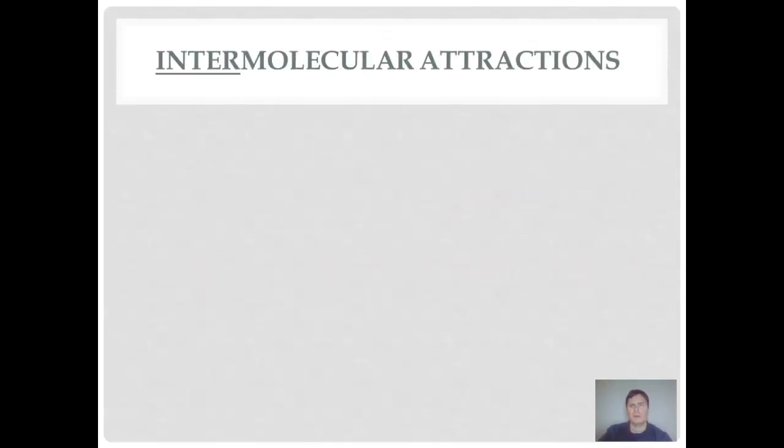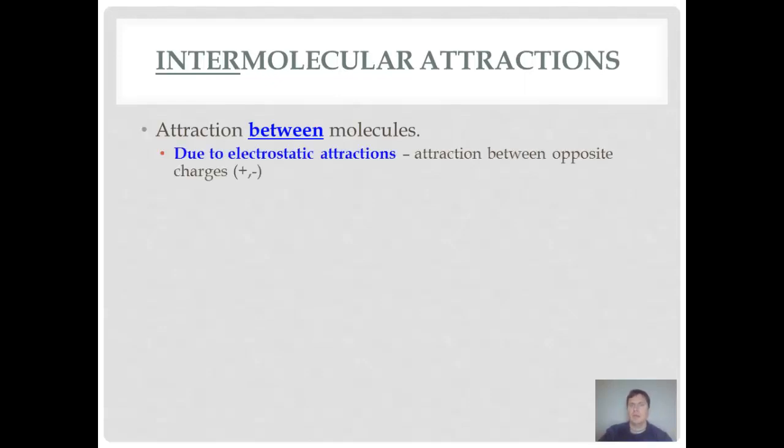The bonds we're talking about are what we call intermolecular attractions, or intermolecular bonds. These are bonds between different molecules. They're due to electrostatic attraction. Remember, electrostatic attraction is a positive plus a negative. Opposites attract. Now, we talked about this type of attraction earlier when we talked about intramolecular bonds.